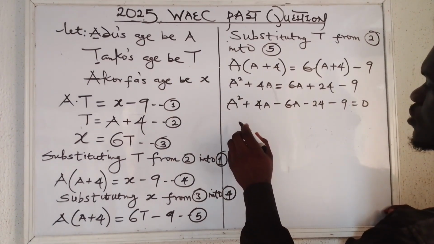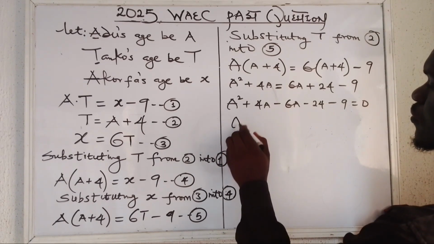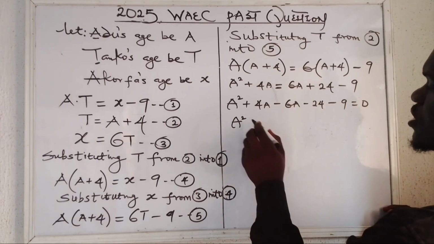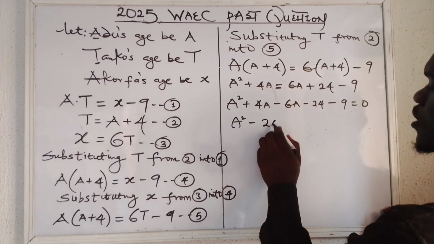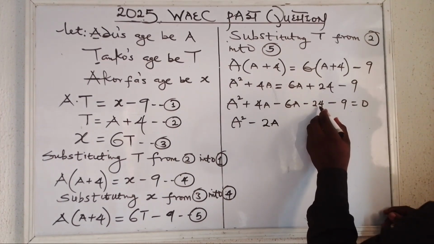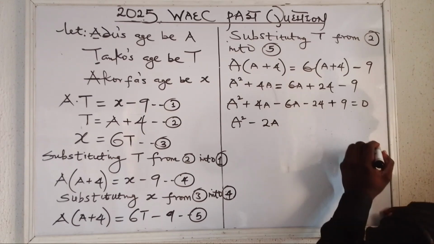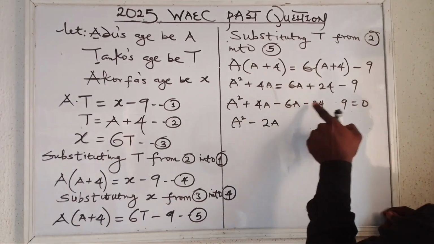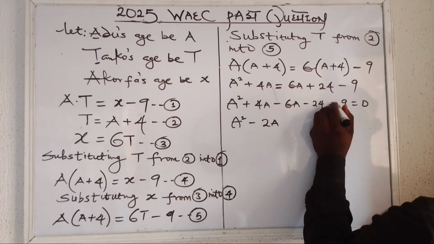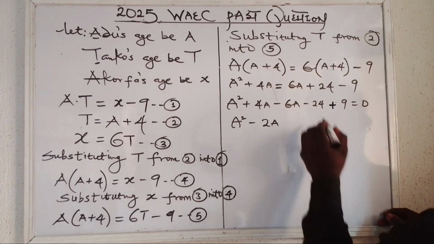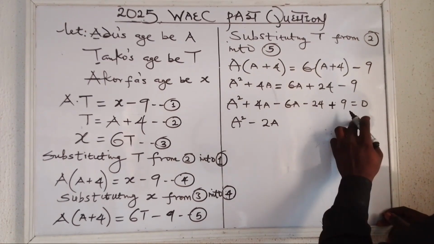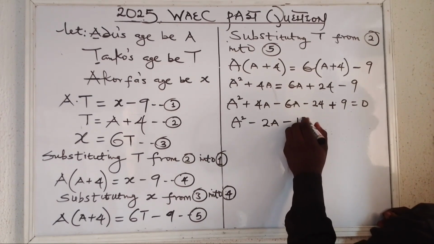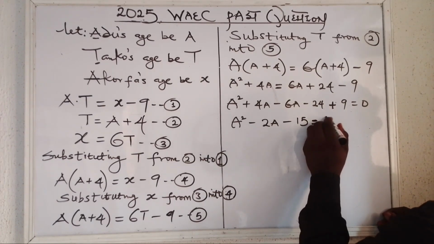So from here, what do we do? Just say a square. So 4a minus 6a, we have minus 2a, and minus 24. This was plus. Yes, that was okay. That was plus. It became minus, so it became plus. Yes, good. It became plus. Very correct. So this is it. So minus 24 plus 9, that would be minus 15. So we get minus 15 equals 0.